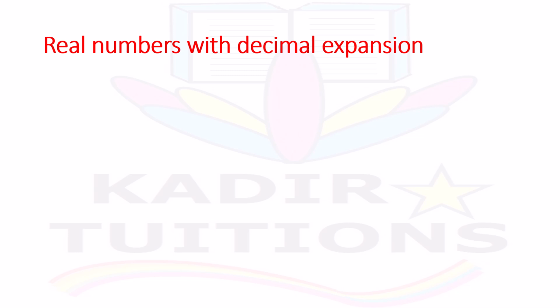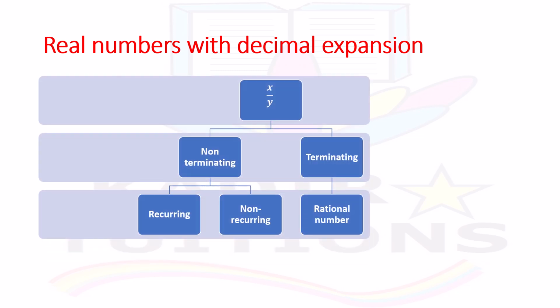The next one is real numbers with decimal expansion. Here I have specified a ratio of integers, and I'm going to find the decimal expansion of this ratio using the long division method. So we will divide, right? In this long division, if I get the decimal expansion as a terminating one, then we can clearly say that the given ratio is a rational number.